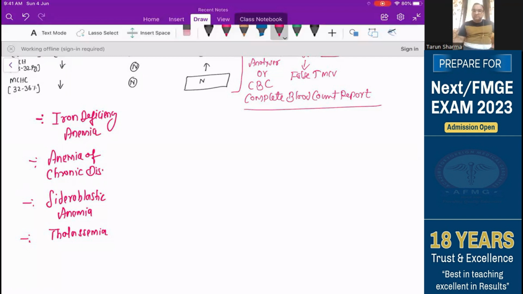Okay. So we'll talk about those special tests and approach to those anemias after completing this classification. So what comes in the normocytic category? What comes in the normocytic normochromic anemias?